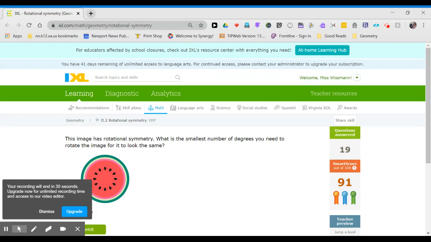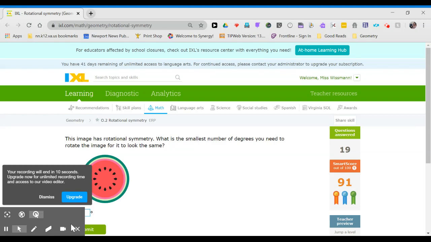When you get to the watermelon, because most people will have a watermelon, please make sure you count the seeds because you go from seed to seed. So that's 1, 2, 3, 4, 5, 6, 7, 8, 9, 10, 11, 12 turns. So you have to do 360 divided by 12. That's 30, and we're done.